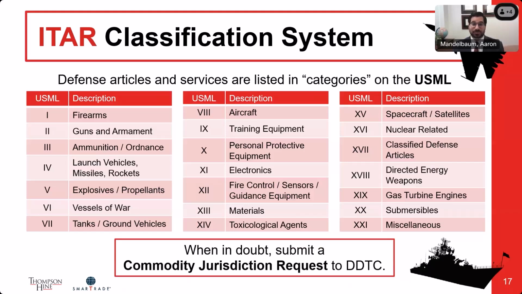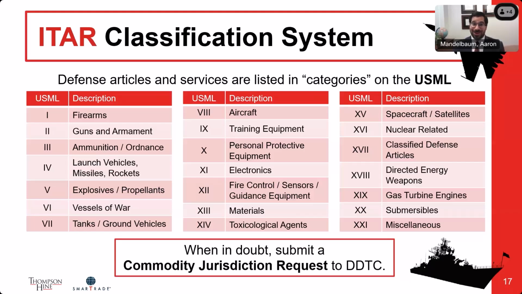And this is a process that we here at Thompson Hine are super familiar with. So this is a great way to emphasize that not only will we be more than happy to assist, but also there are clearly definitely ways to make sure that you are properly classifying your item.